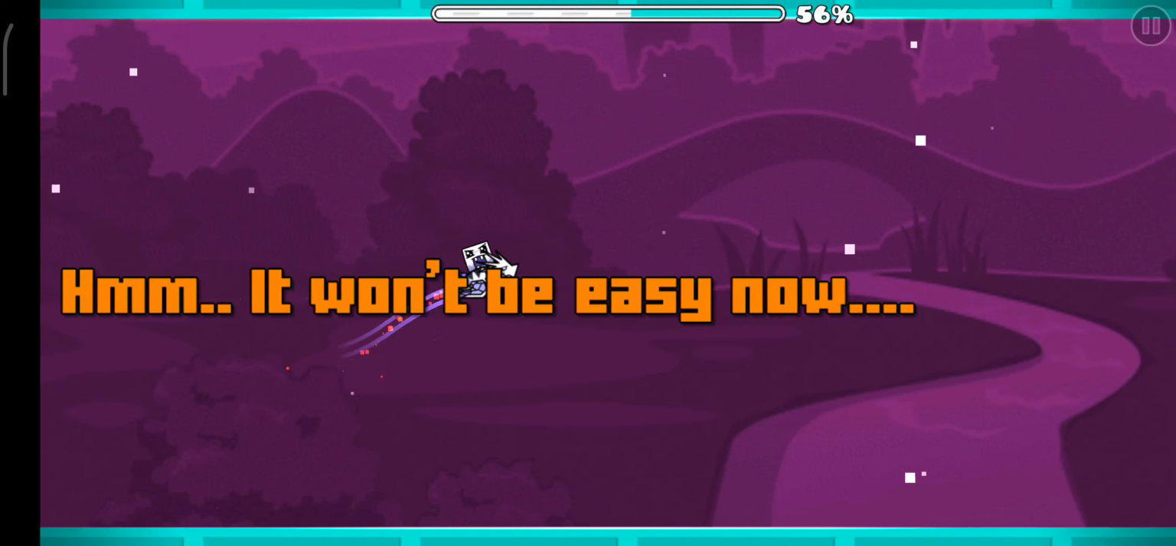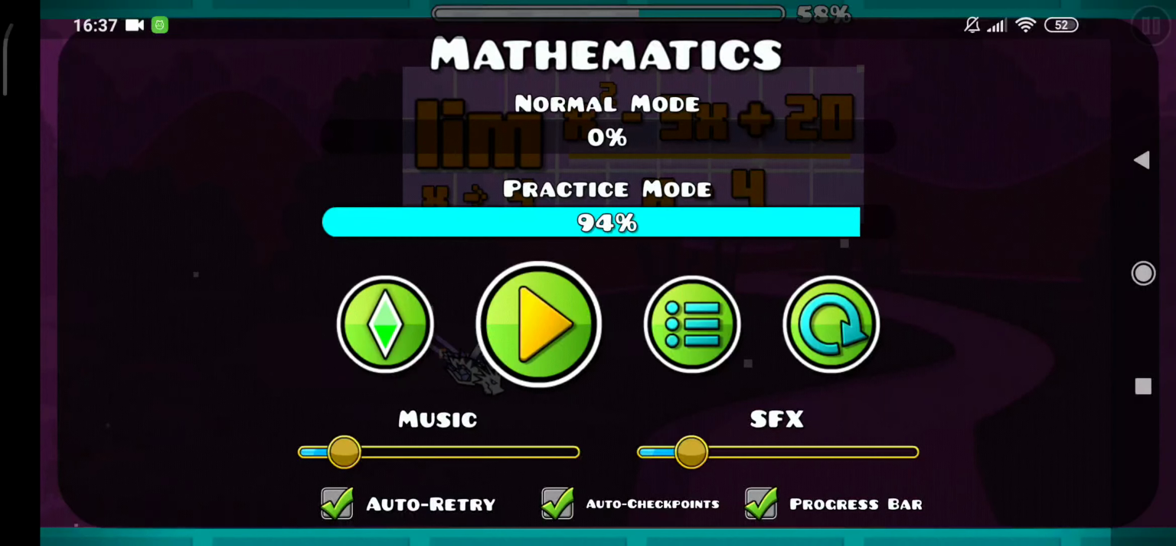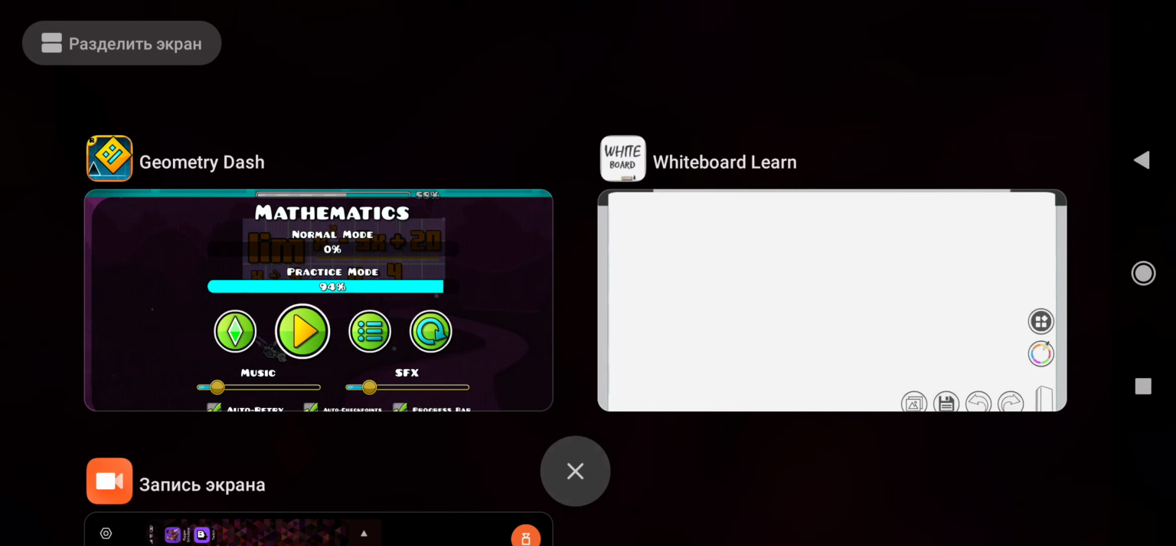It won't be easy now. Well, we'll see. Okay, so we're having a limit equation. If you don't know how to do limits, well, it's actually pretty simple. Now let's just rewrite the equation over here.